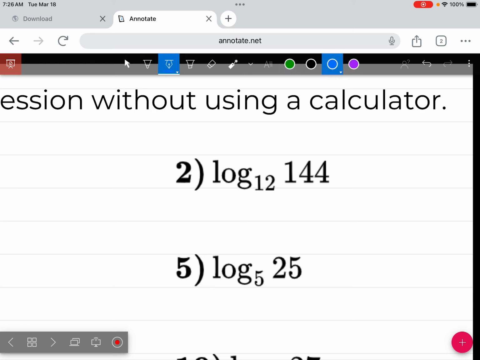What I'm going to do is switch that back around, because what we're trying to do is figure out what this power would be. So our base is the 12. Some power, I don't know what yet, that's what we're trying to figure out. And it's going to equal our argument of 144. So 12 to what power is 144? 2. So log base 12 of 144 equals 2.